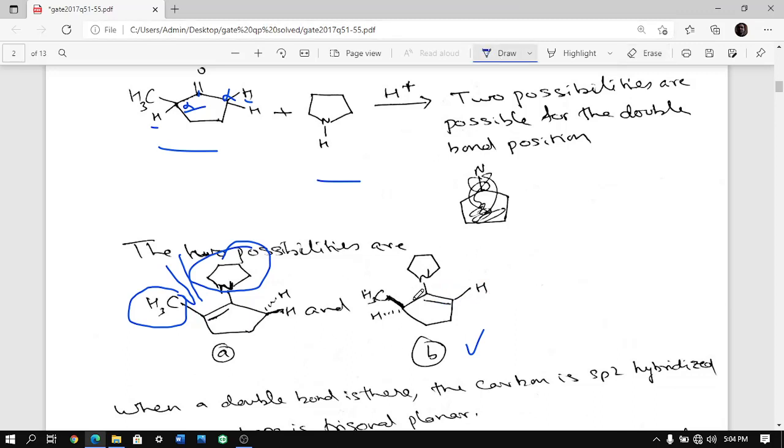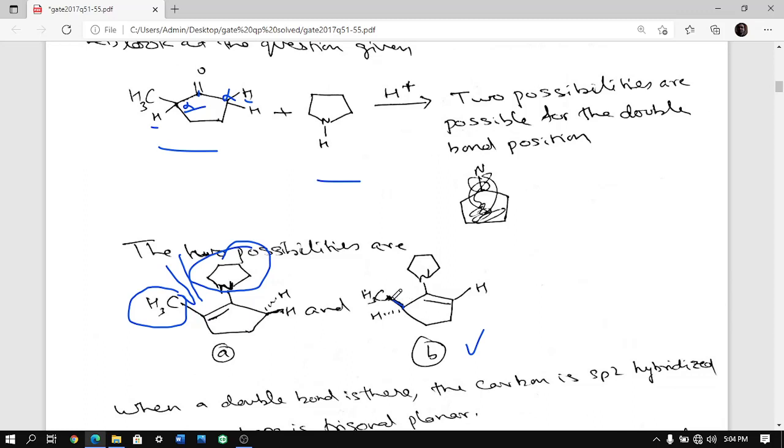But if you look at this part, this carbon is sp3 hybridized, not sp2. So this CH3 is coming out of the board, this hydrogen is going inside the board. Therefore this is in between both of them, and therefore it is quite stable, and therefore B is more favored than A. So you get the enamine on the less substituted carbon. When you form the enamine, the alkene goes on that carbon which is less substituted rather than more substituted because of this steric hindrance, as we explained just now.